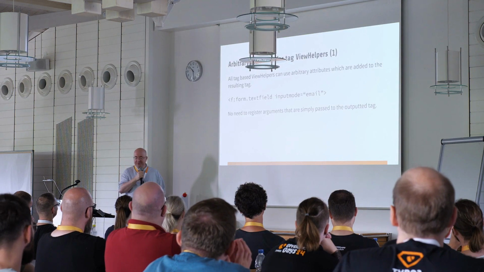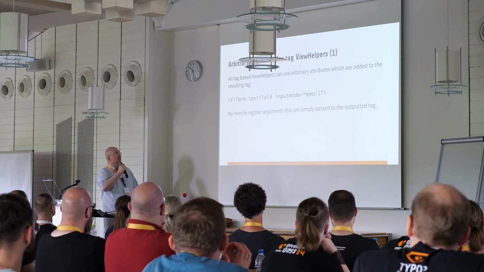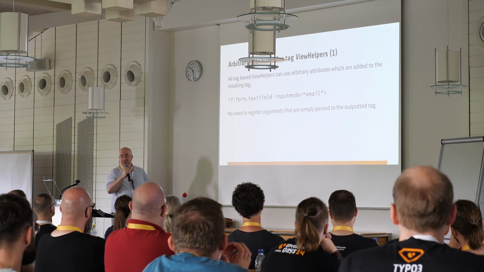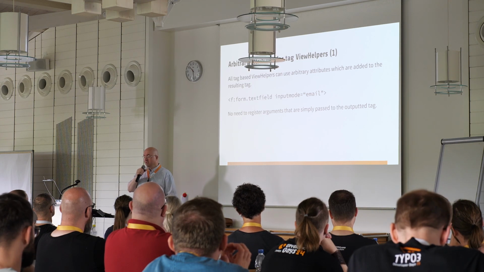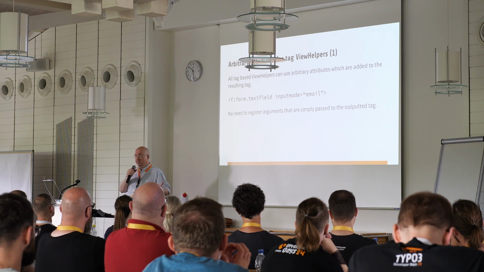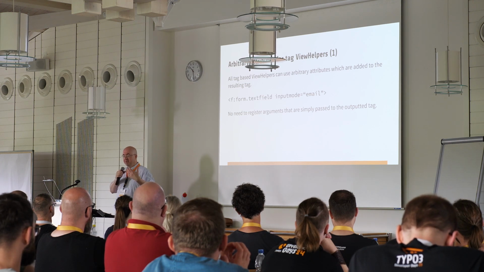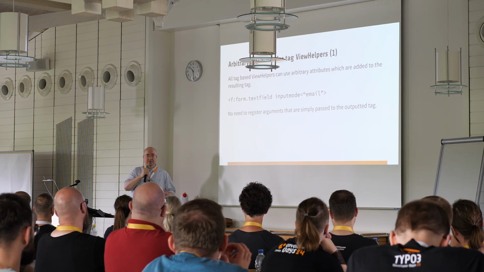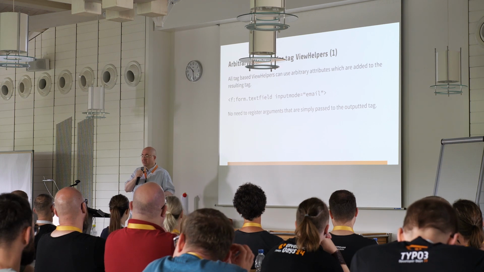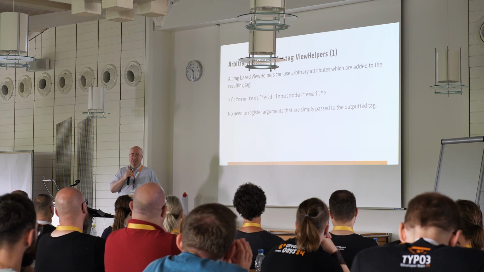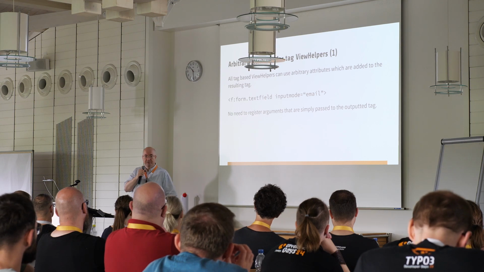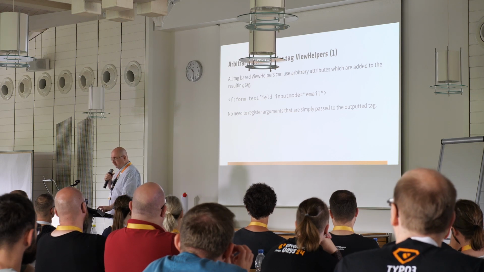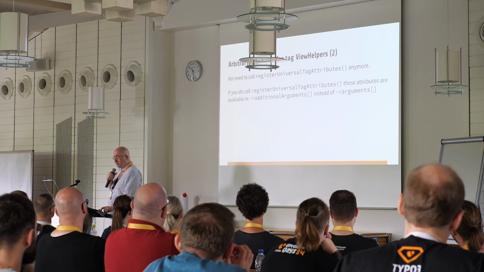A crazy feature for the view helpers. They have changed the tag-based view helpers. Now you can just use any attribute in the view helper. It is automatically applied to the output. So you don't have to register extra arguments because a browser has a new feature that supports an attribute, or someone wants to use some attribute in their HTML. If it's a tag-based view helper, just add it there. It's simply passed to the output.